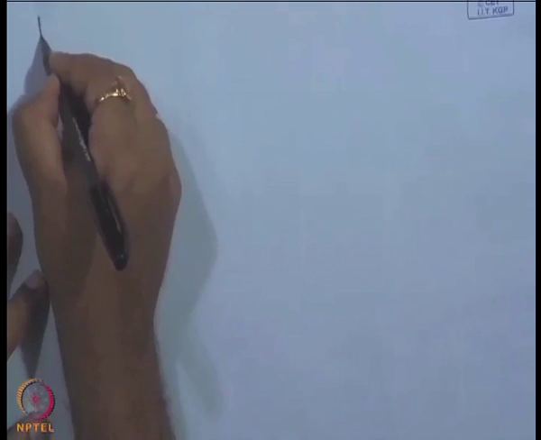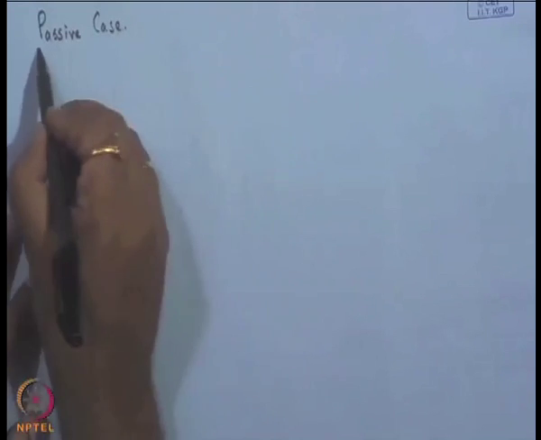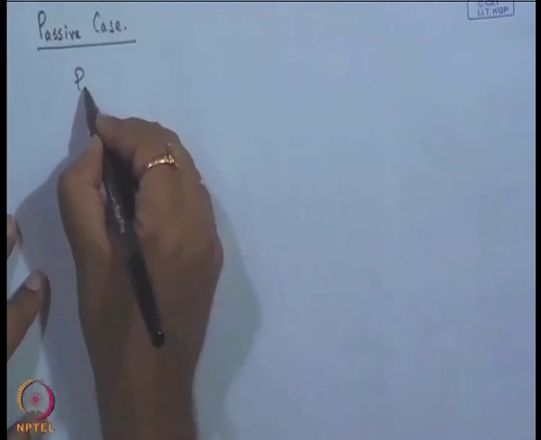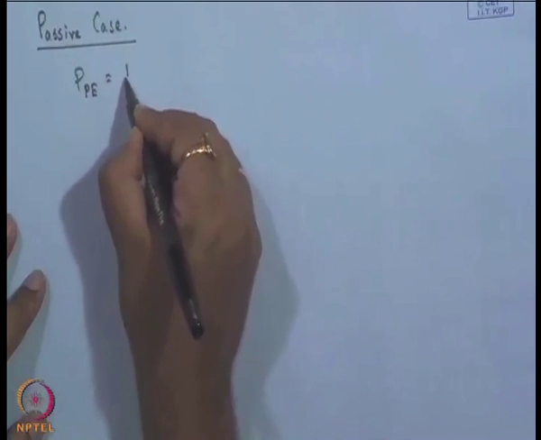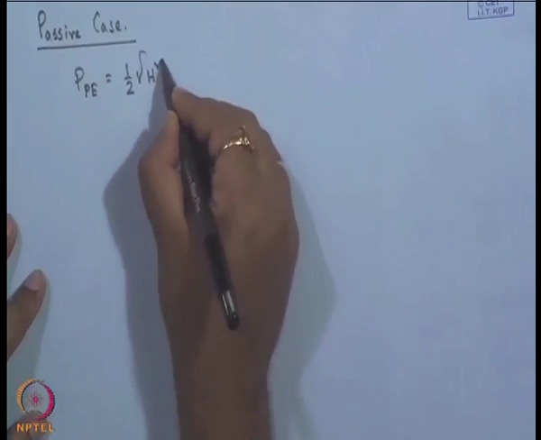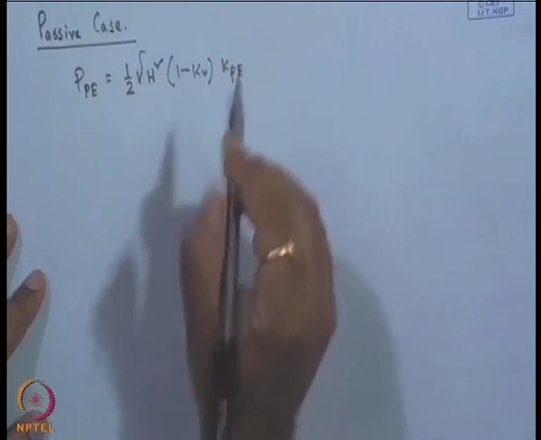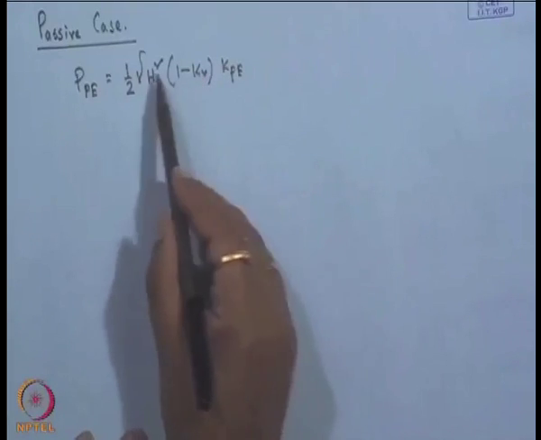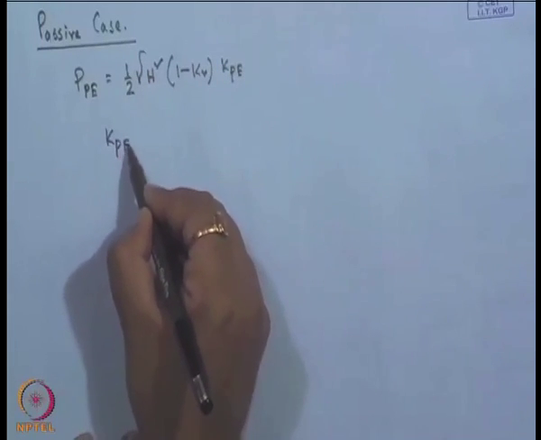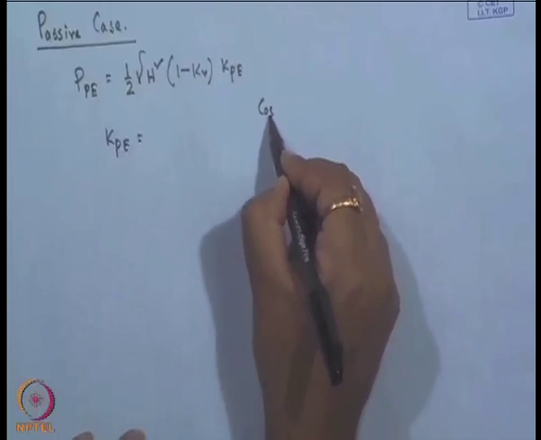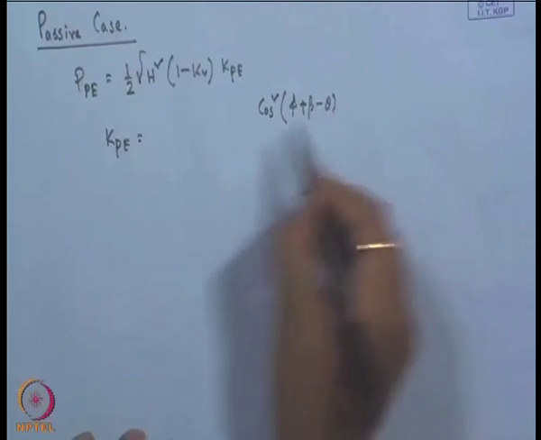So, now for the passive case, the earthquake or seismic force will be 1/2 γ H² (1 − k_v) K_PE, where k_v and all the other terms remain the same as the active case. Only this K_PE expression will change. This K_PE expression is cos²(φ + β − θ).